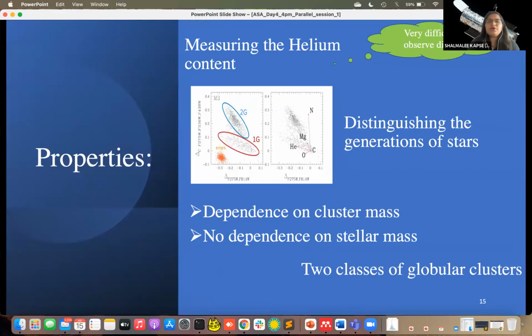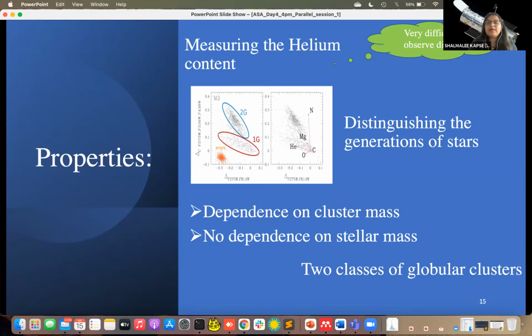The reason why we include these techniques in our research is to understand the chemical evolution of these clusters. One of the major reasons is to understand the helium content in our nearby galaxy clusters. Helium is very difficult to measure by spectral lines, and that's why we mostly depend on photometric inference of this helium content.